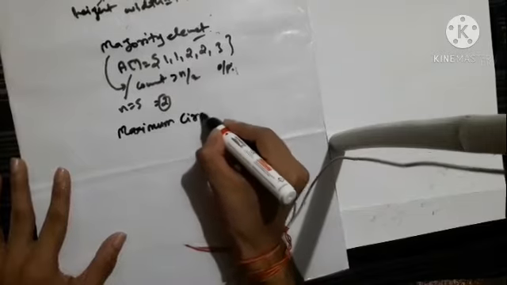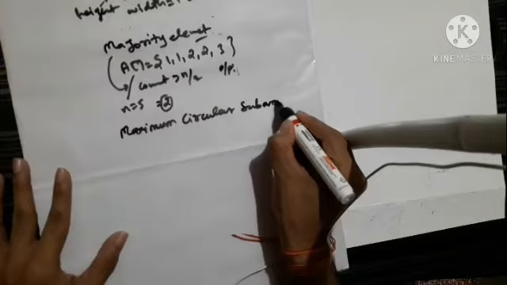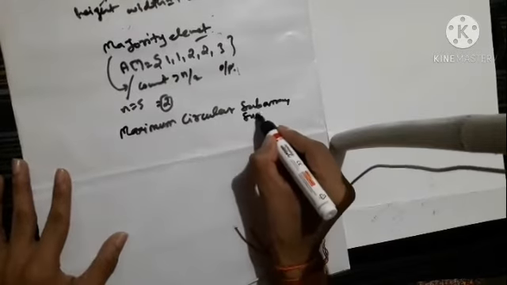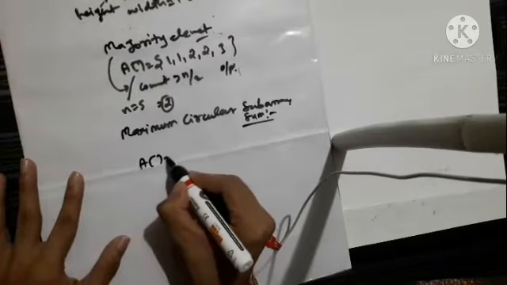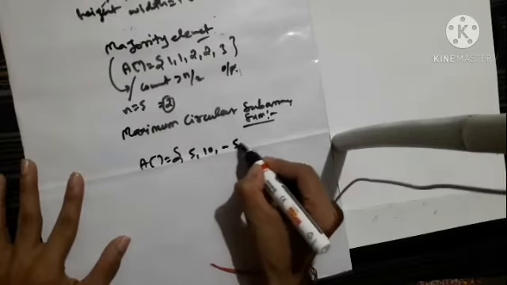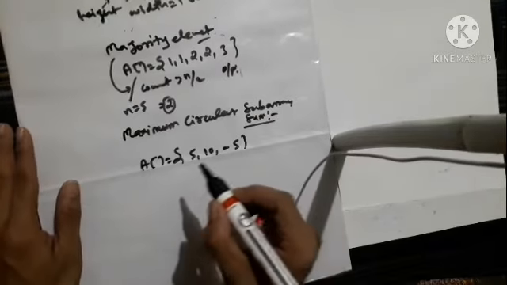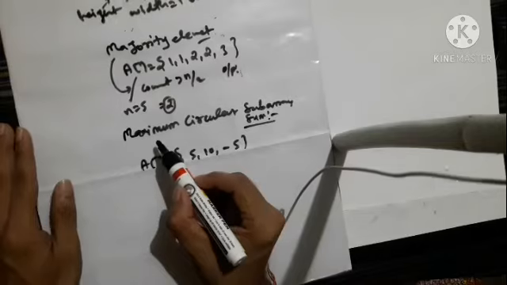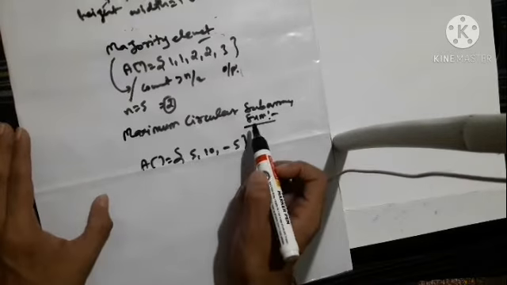maximum circular subarray sum. So we are given an array. Let's say our array consists of 5, 10 and -5. Previously we have discussed how to calculate maximum subarray sum, but in this particular video we'll talk about how to calculate maximum circular subarray sum.